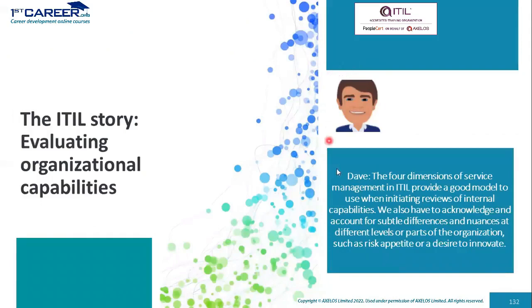So if you look at the story here, Dave, the 4 dimensions of service management in ITIL provide a good model to use when initiating reviews of internal capabilities. We know that already. We also have to acknowledge and account for subtle differences and nuances at different levels or parts of the organization, such as risk appetite or a desire to innovate. There can be silos in the organization. Some departments may be innovative, some not. Those need to also be considered.